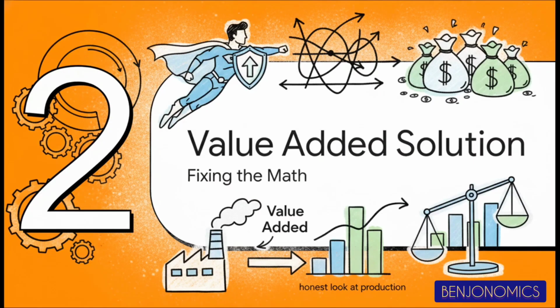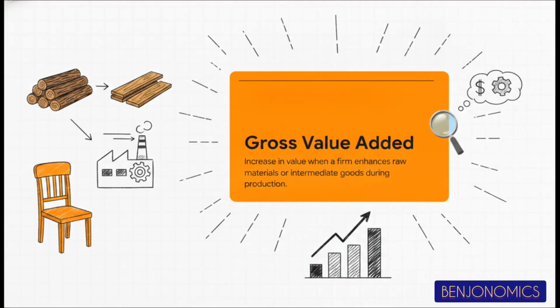Which brings us to section 2, the value-added solution. This is the economic framework that steps in to completely fix our bloated math and give us an honest look at production. The absolute core of this solution relies on a concept called gross value added, or GVA. GVA is defined as the measure of the increase in value when a firm enhances raw materials or intermediate goods during production. Notice the emphasis here.